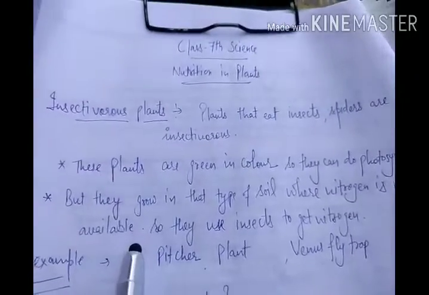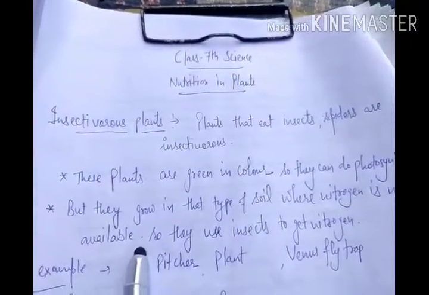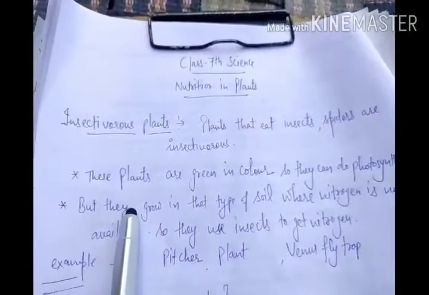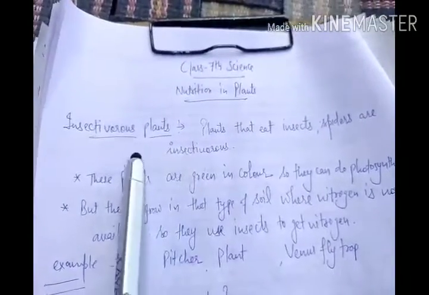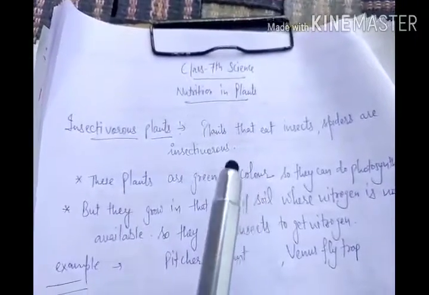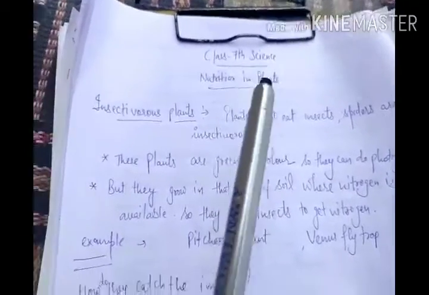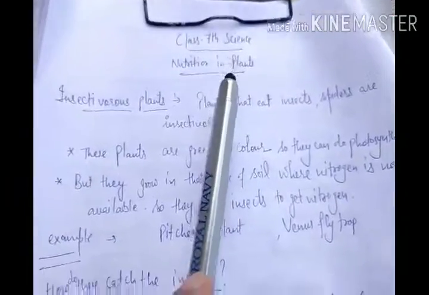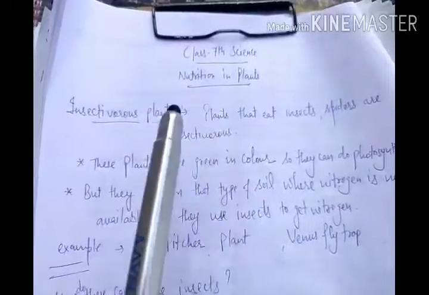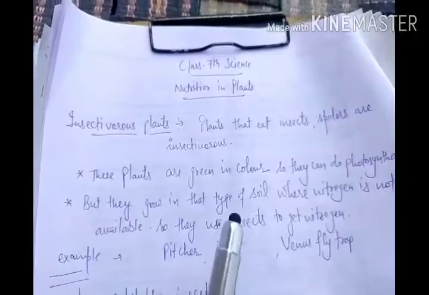Means plants also need nitrogen, as our body needs protein to grow. Similarly, plants need nitrogen to grow. So this nitrogen is not available where these kinds of plants grow. Soil gives them nitrogen, and that nitrogen is not available in their soil. So what do they do? They use insects. From insects they take nitrogen, and then they use that for their growth. So this is the reason insectivorous plants use insects as their food.